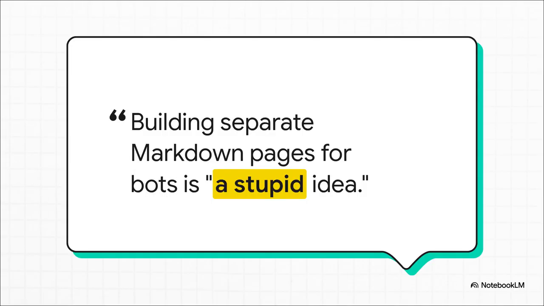And John Mueller, a very prominent search advocate at Google, absolutely shut this down. He pointed out that AI services and bots aren't even requesting the file. For over a year now, the search team has insisted that llms.txt is not a Google initiative. He even compared it to the old keywords meta tag. Remember those? Yeah, search engines haven't used those in decades. Mueller actually went so far as to call building separate markdown pages for bots a stupid idea. I mean, wow, you really don't get a clearer no than that.